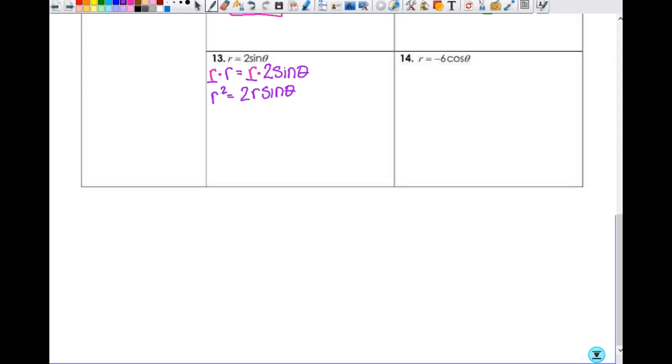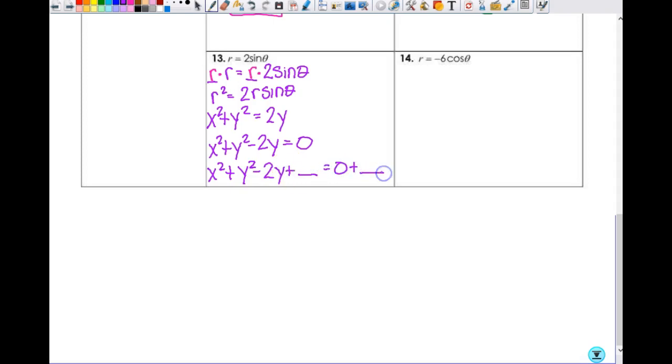So r squared I can replace with x squared plus y squared. That's equal to 2 times r sine theta, which is y, so this is 2 times y. Everybody good with that? So now I'm going to set it equal to 0. And I get x squared plus y squared minus 2y equals 0. Well, I need it to look like the ones in 7 and 8, like what they originally gave me. That's my goal. So I need a binomial squared. This is why we have to complete the square. Because now I'm going to have x squared plus y squared minus 2y plus something equals 0 plus something.